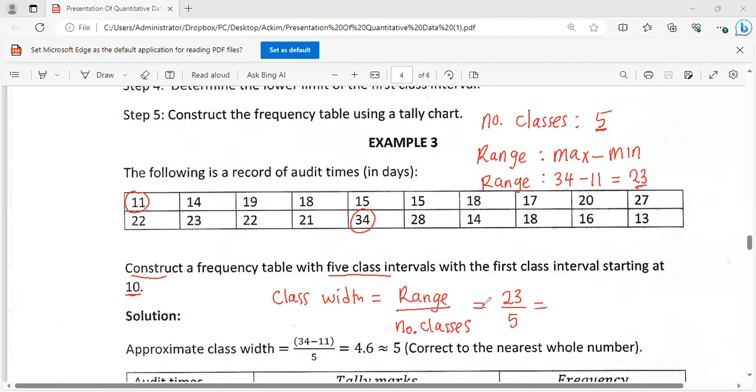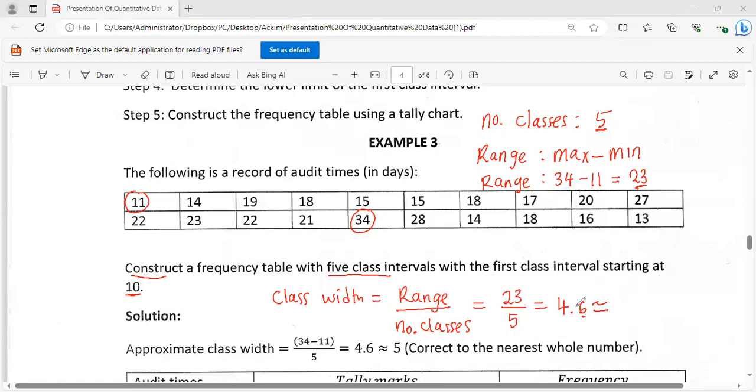Then what are we getting? We want the class width, the width of the class. Those with calculators, please assist us. It is 4.6. So now you take the nearest whole number. We don't round off, I mentioned this. You take the nearest whole number. Whether it is 4.6 or 4.1, we don't round off, but we take the nearest whole number.